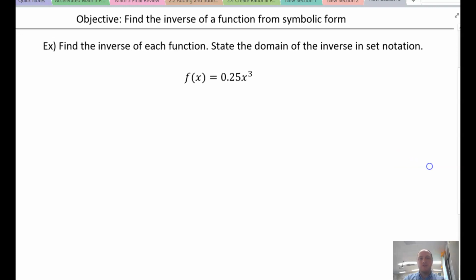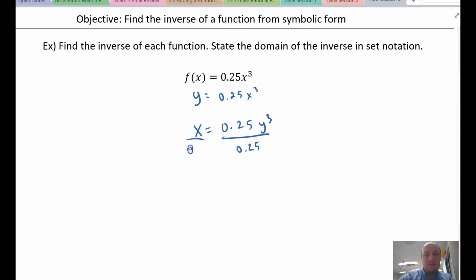We want to find the inverse of this function, and we're going to state the domain in set notation. So again, the very first thing we want to do is change the function notation to y. Y is equal to 0.25x to the power of 3. I'm going to switch my x's and y's. X is equal to 0.25y to the power of 3. Now I'm going to divide both sides by 0.25, and we get x divided by 0.25 is equal to y cubed.